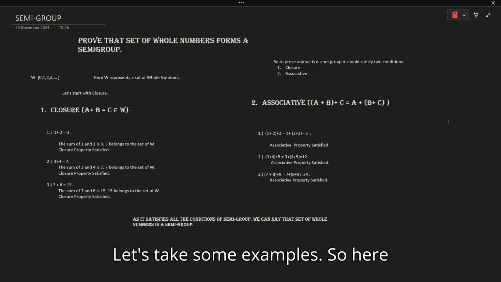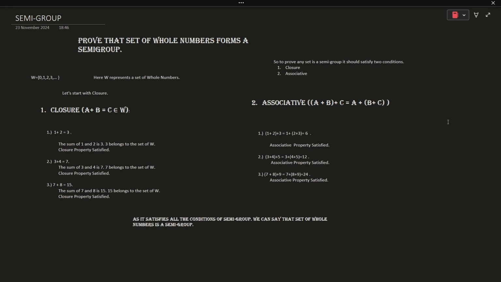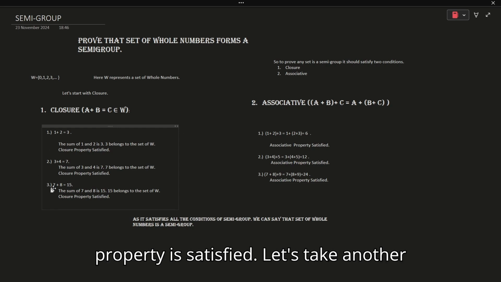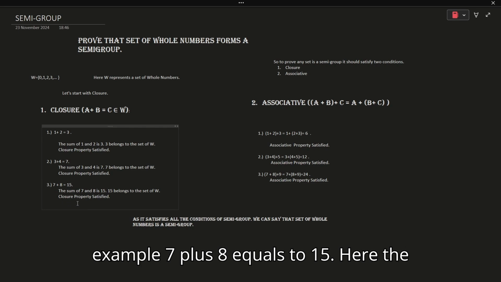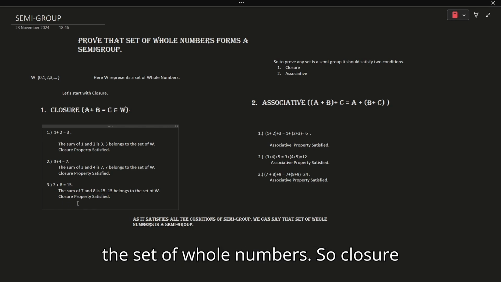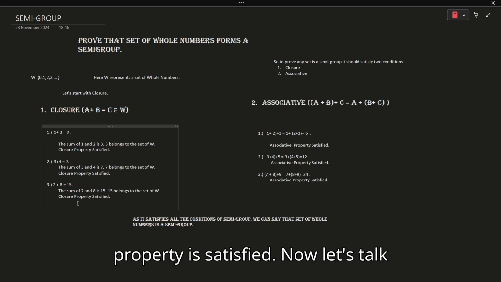Let's take some examples. Here the sum of 1 and 2 is 3 and 3 belongs to the set W. So closure property is satisfied. Let's take another example. 7 plus 8 equals 15. Here the sum of 7 and 8 is 15 and 15 belongs to the set of whole numbers. So closure property is satisfied.